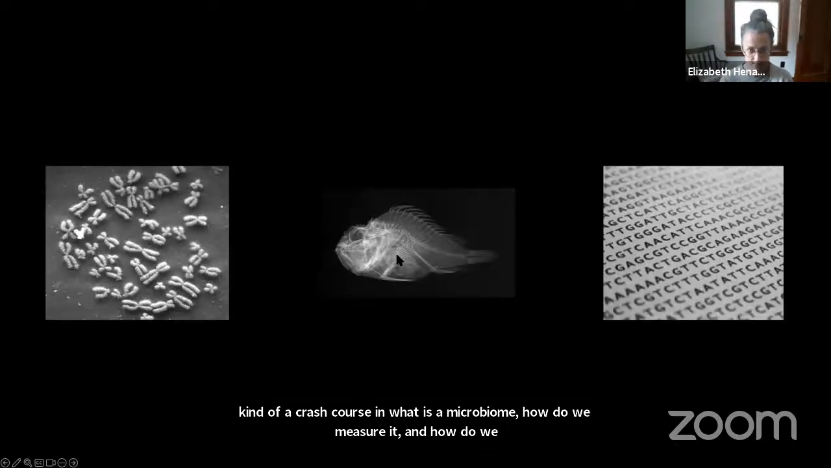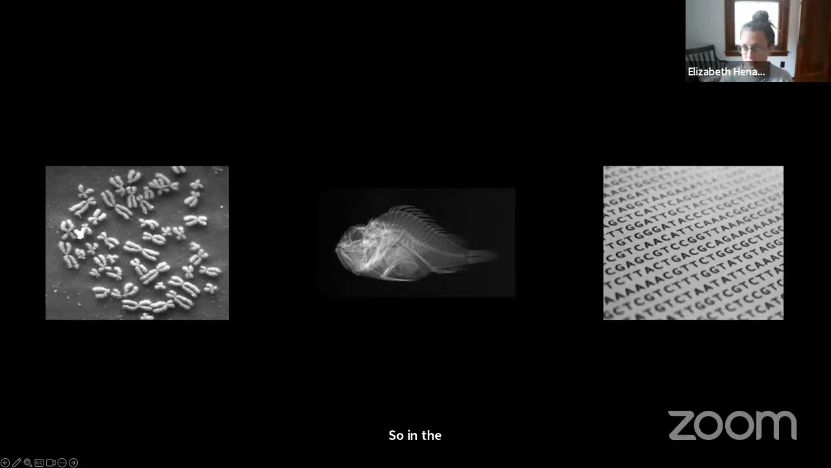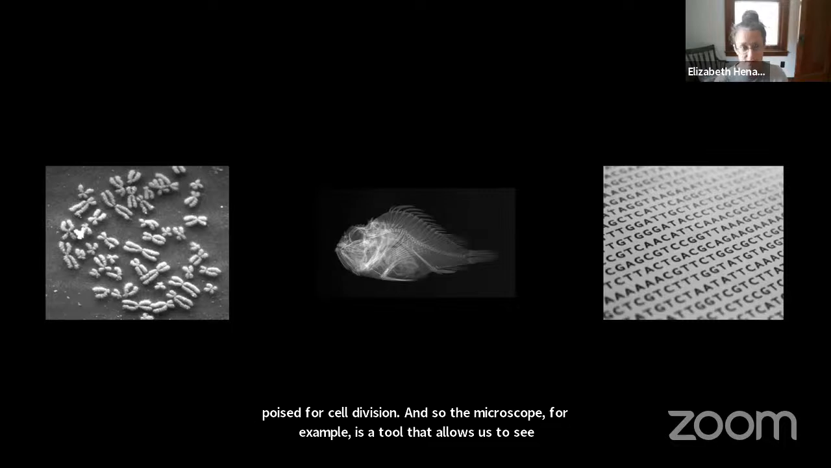So there we go. In the sciences, oftentimes, we study things that we can't see, that we can't perceive with our direct sensory system. And in order to do that, we need to build tools or instruments to be able to extend our sensory system. And so here on the left, for example, you can see an image. This is a scanning electron microscope image of condensed chromosomes poised for cell division. And so the microscope, for example, is a tool that allows us to see the very small and to understand things like structures of chromosome and other cellular functions, for example.